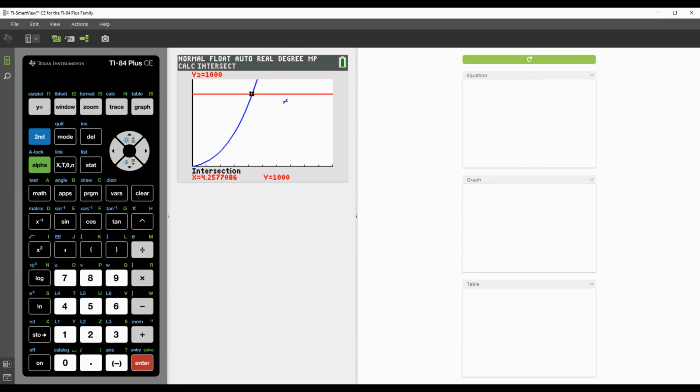Rounding correctly would be 4.258. That's it. You made it through a very long section.